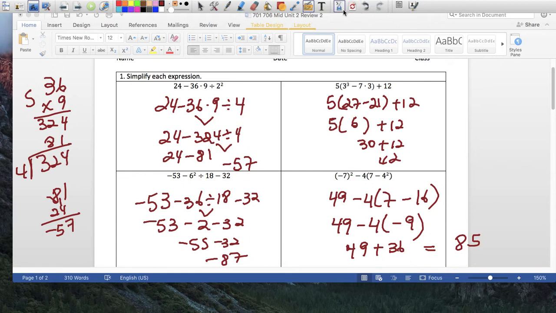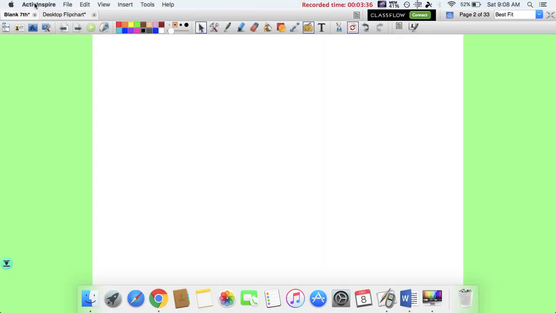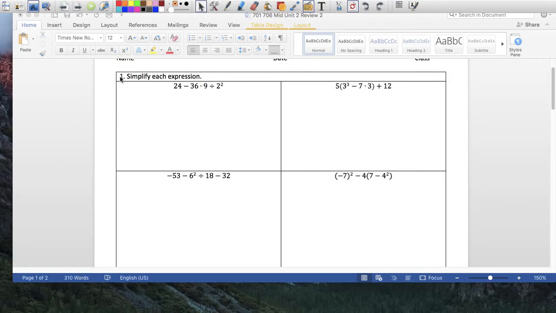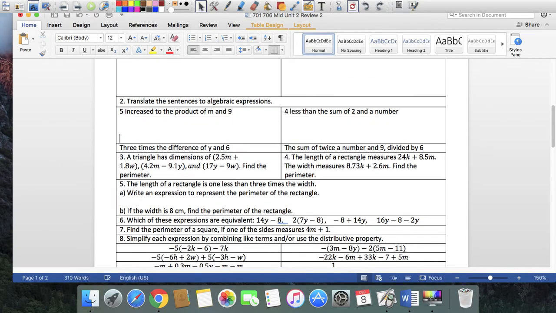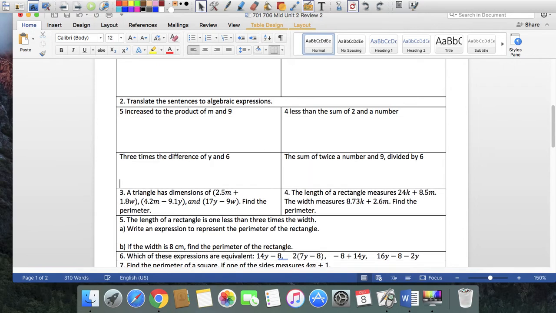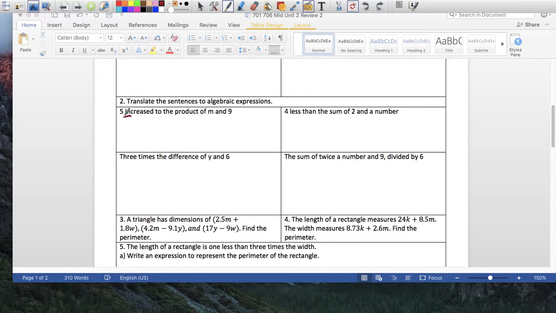So just take everything step by step. Use your calculator as your tool. Change this to an algebraic expression, and we're going to get that 5 increases plus. Product means multiplying, so I'm multiplying two things, m and 9, and we're going to write that as 9m, and that's our final answer. 4 is 4, less than is subtraction.